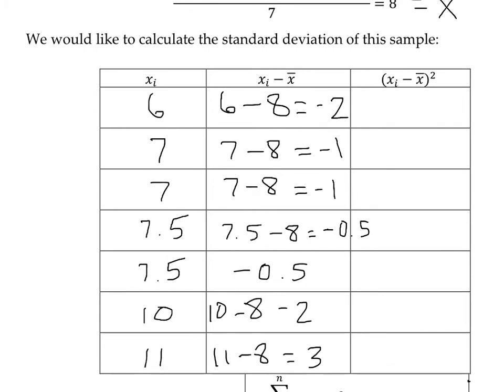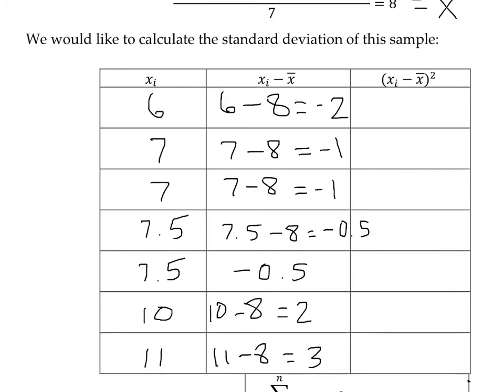Okay. Now, all we're going to do is take these results: negative 2, negative 1, negative 1, negative 0.5, negative 0.5, 2, and 3. Oh, that should say equals there, not minus. Sorry about that. We're going to take each of these numbers and square them.